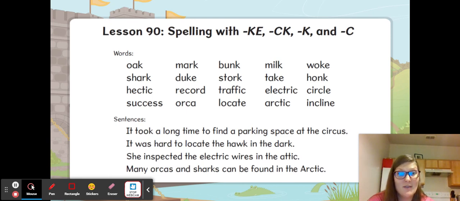Great job. Study over these spelling rules, okay? K-E for that long vowel sound, C-K for short. The K with adjacent vowels, or if we have another consonant sound, and then we have C in the middle of the word, or at the end of words with more than one syllable, okay? All right, great job. Keep working hard.